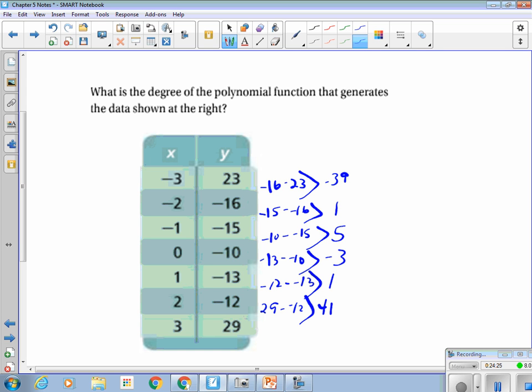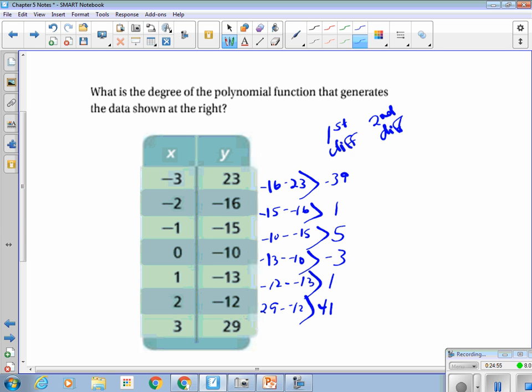So do I have a constant change between my y terms? No, but this is our first difference. So we're going to do a second difference. And if my second difference works out, then I'm going to be a quadratic. If my third difference works out, then I'm a cubic.